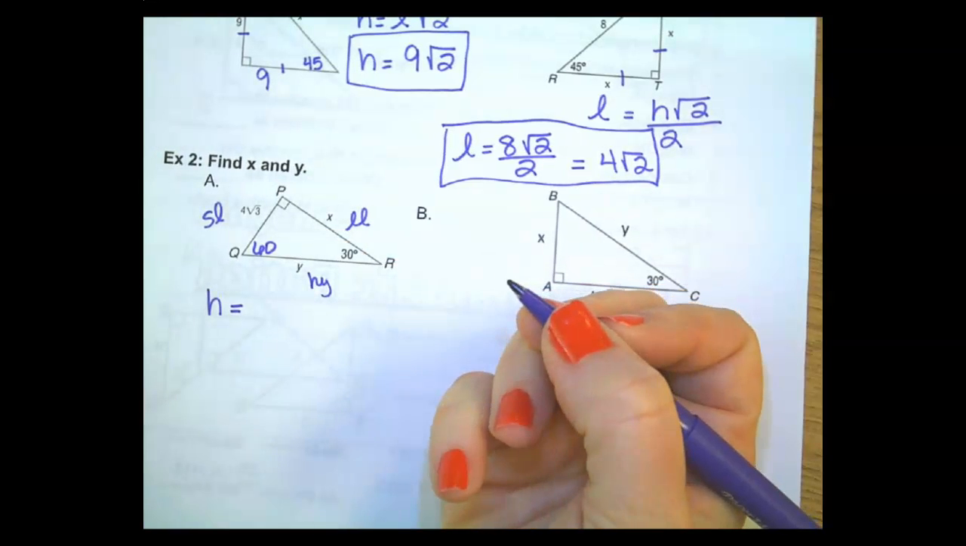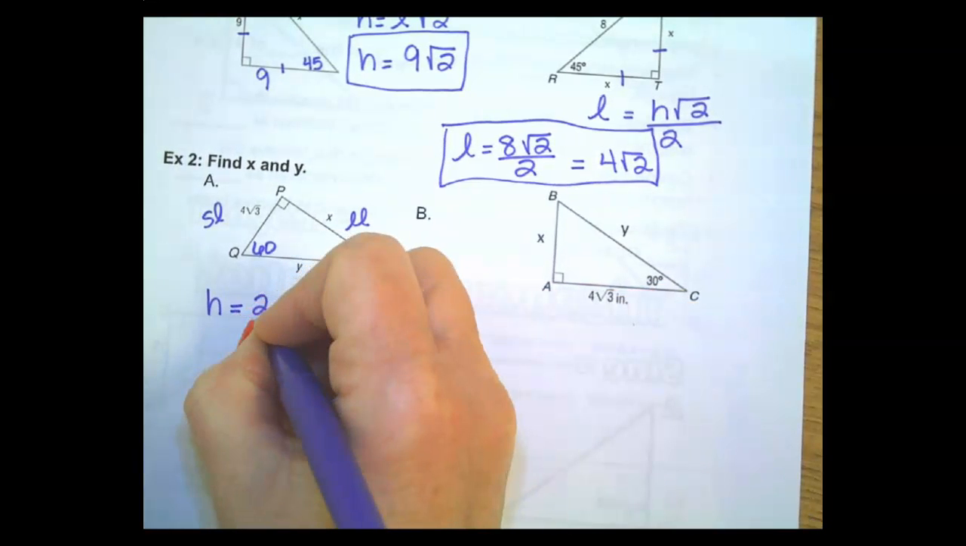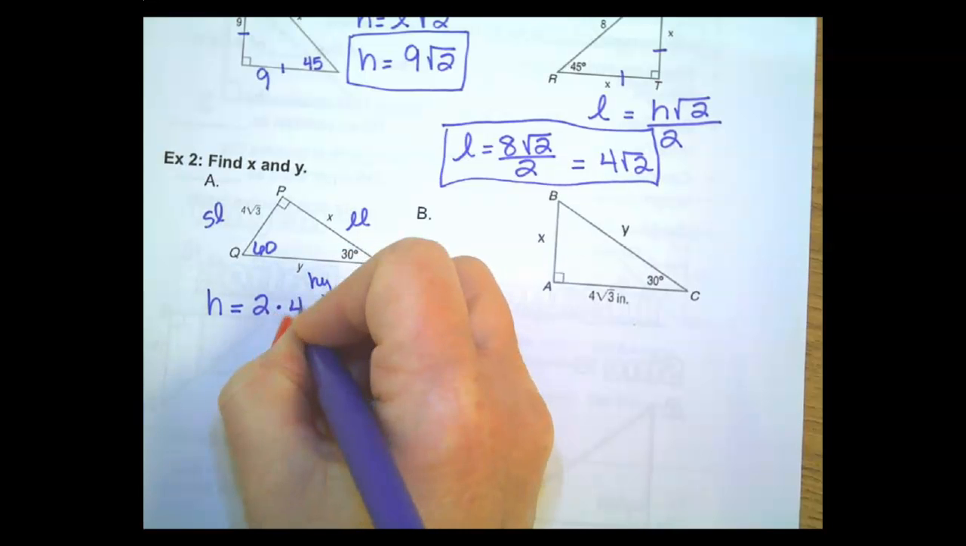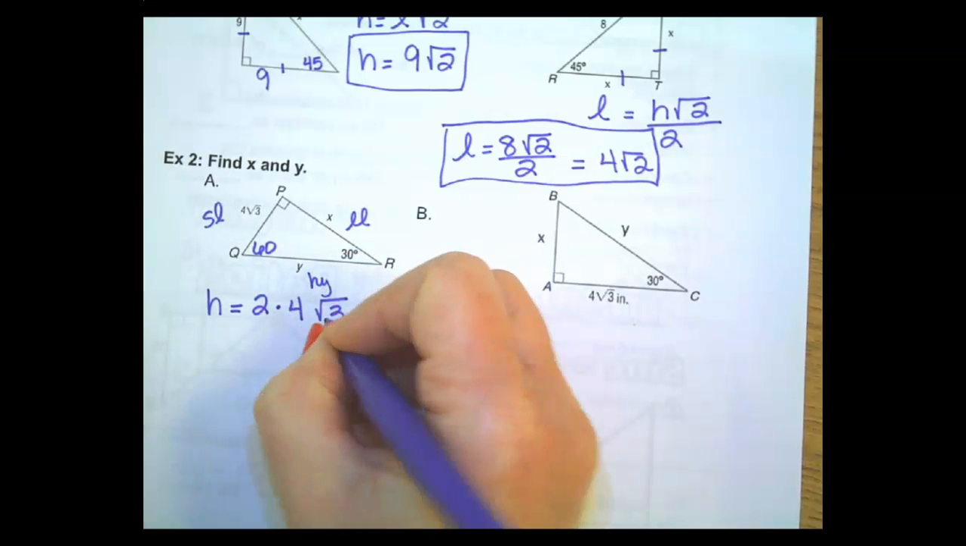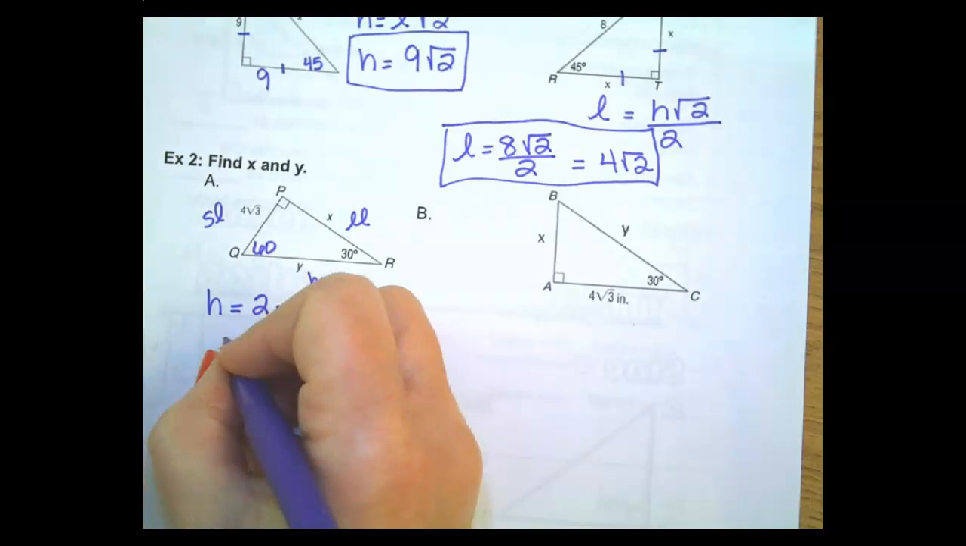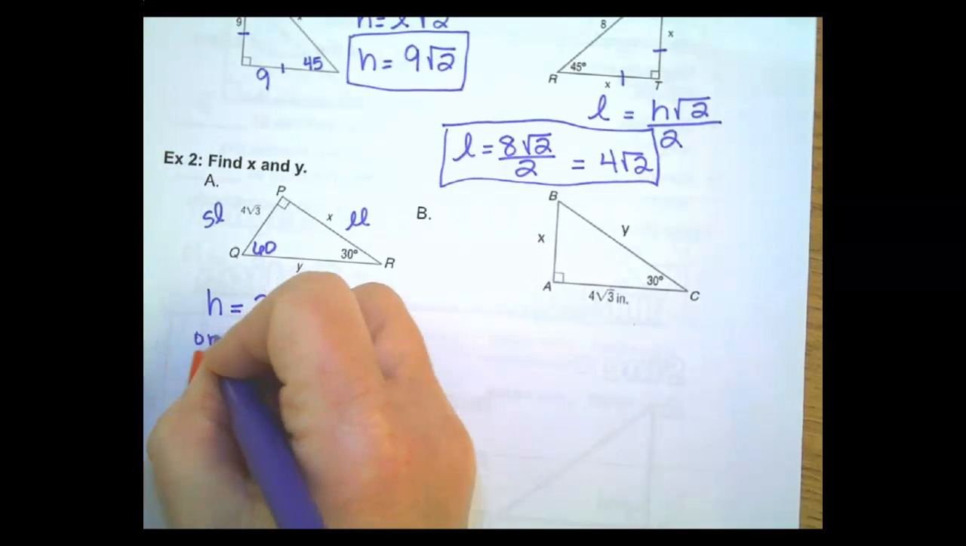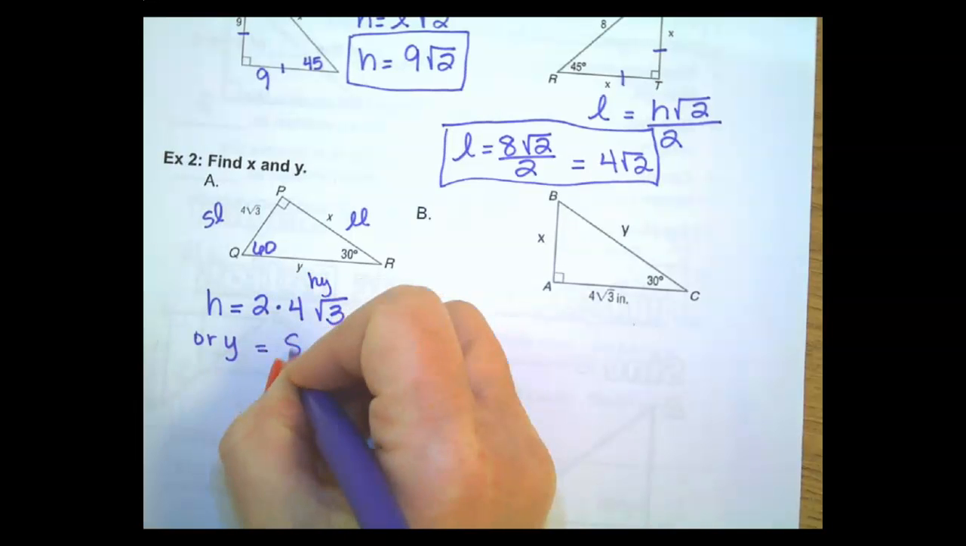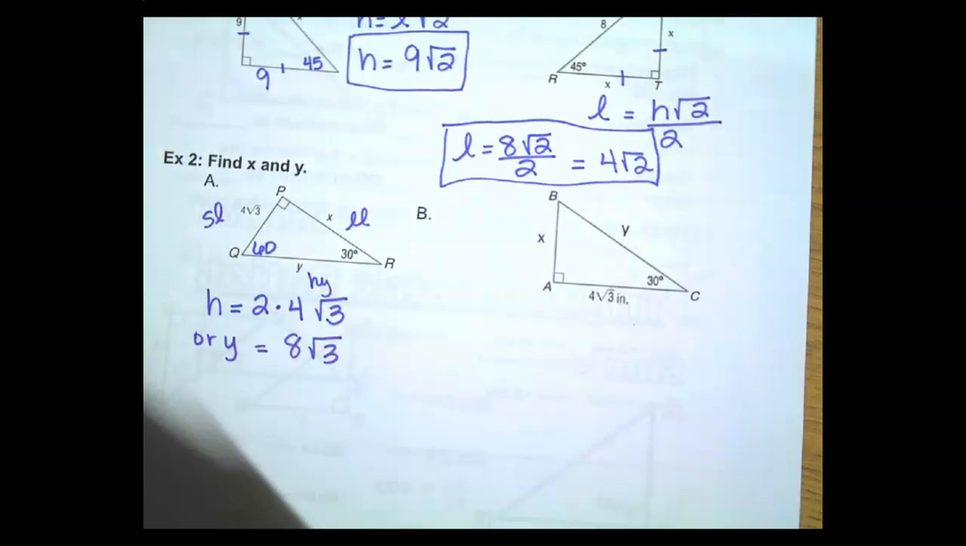My hypotenuse. 2 times 4 times the square root of 3. So my hypotenuse, or y, is equal to 8 times the square root of 3.